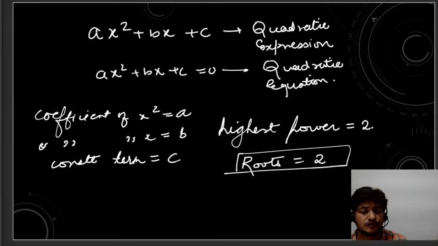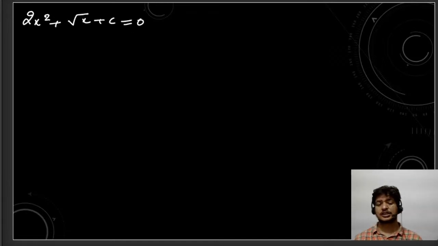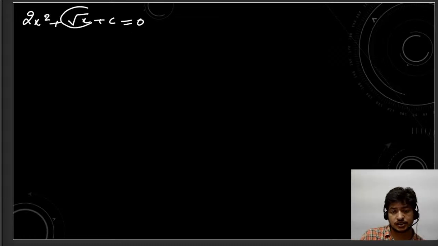So I'm giving you the first one, that is 2x square plus root of x plus c, that is equal to 0. Can we say this one is a quadratic equation? No. Why? Because the root x is the term which turns this one into a non-polynomial equation, since here we are having x to the power 1 by 2.